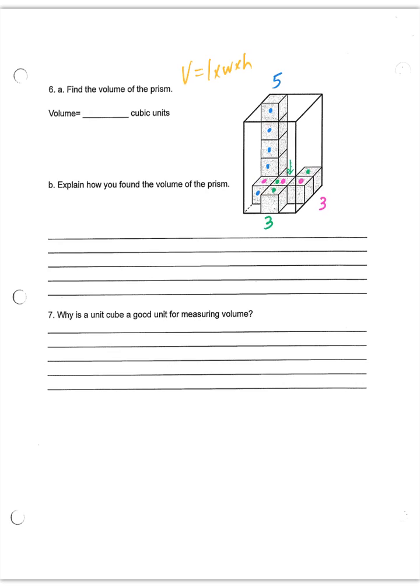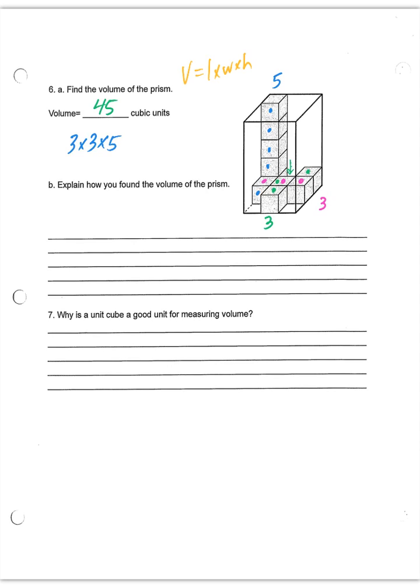So what we need to do now is just plug these numbers into our formula. And again, our formula is length times width times height, so we can go 3 times 3 times 5, and 3 times 3 times 5 is going to give us 45 cubic units.